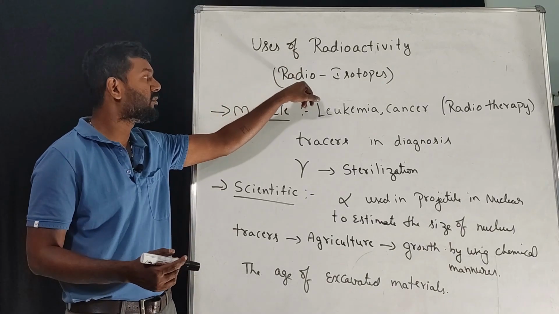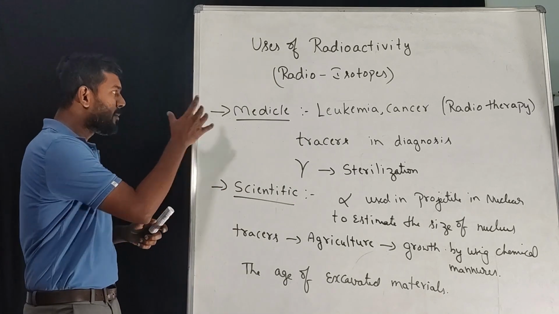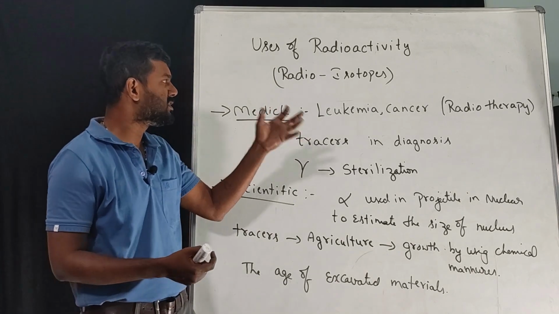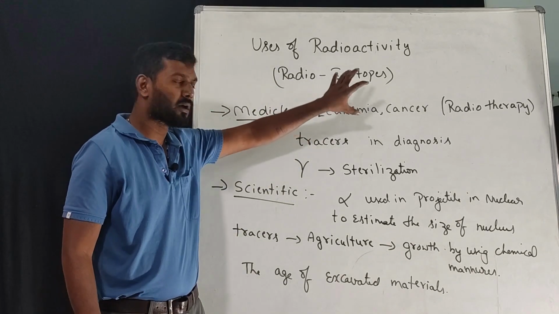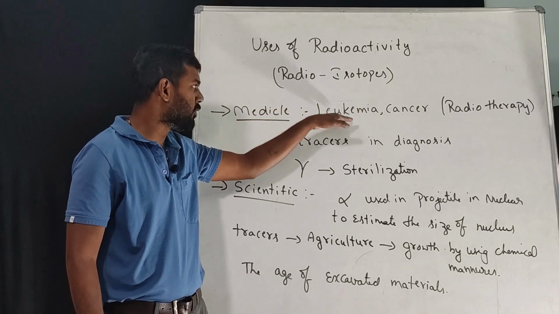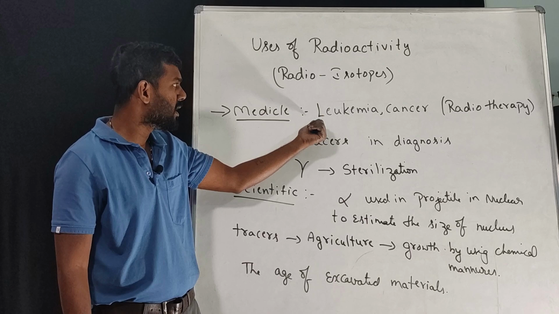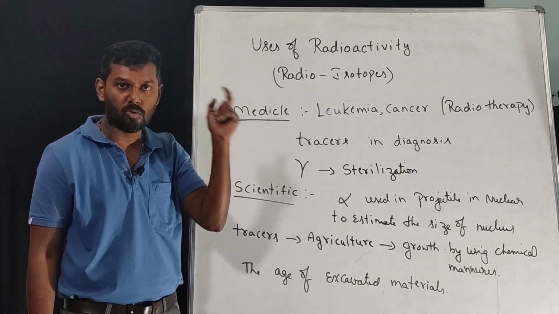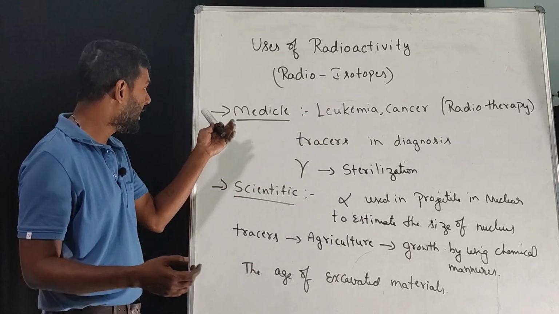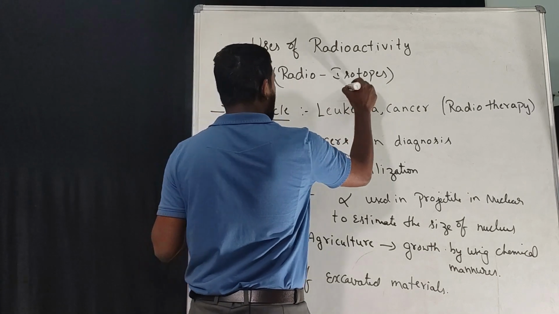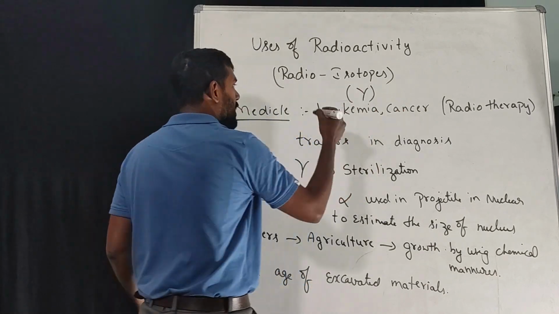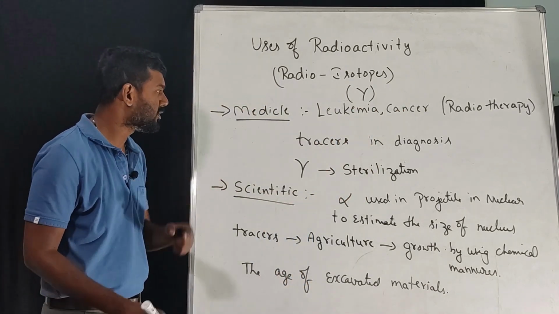Now we'll understand the use of radioactivity. That is nothing but use of radioisotopes. Listen, as a medical use, it is used to treat diseases like leukemia and cancer using radiotherapy. Using radiotherapy, leukemia and cancers can be cured using the radiations, mainly gamma radiations. We'll use gamma radiations for radiotherapy.